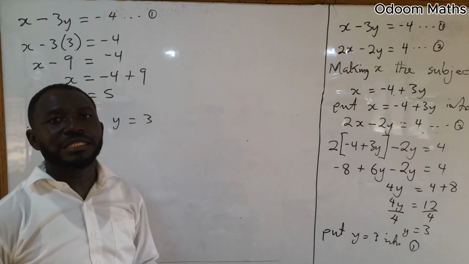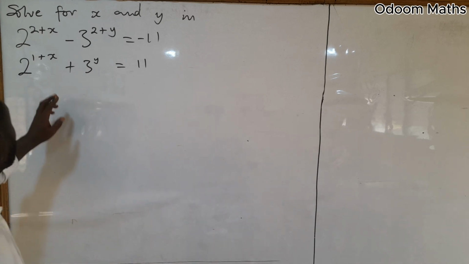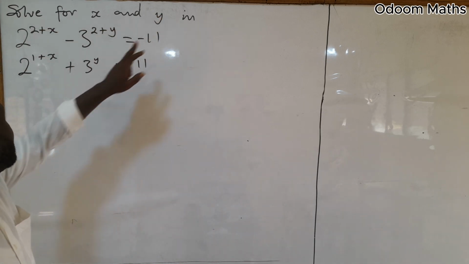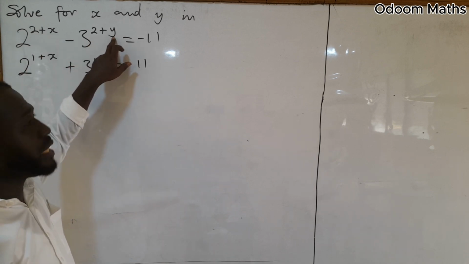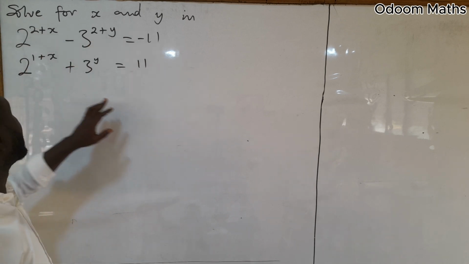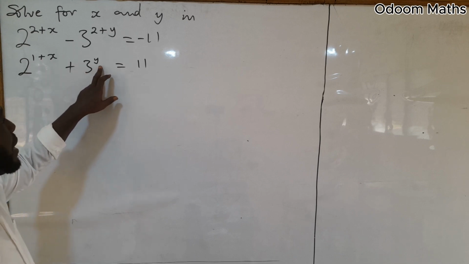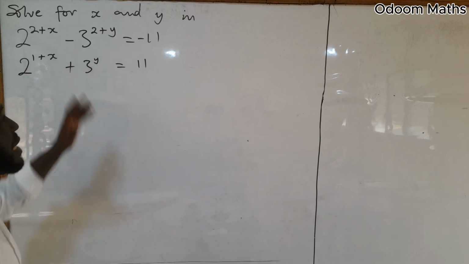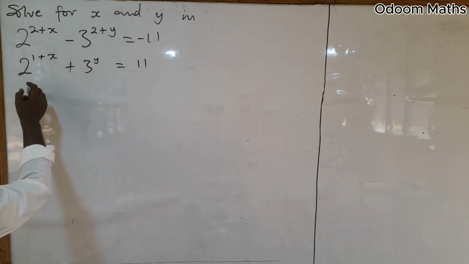Let's look at one more example. We are told to solve for x and y in 2 to the power 2 plus x minus 3 to the power 2 plus y equals negative 11, and 2 to the power 1 plus x plus 3 to the power y equals 11. Let's see how we are going to go about this. Let me start from the first one at the top.